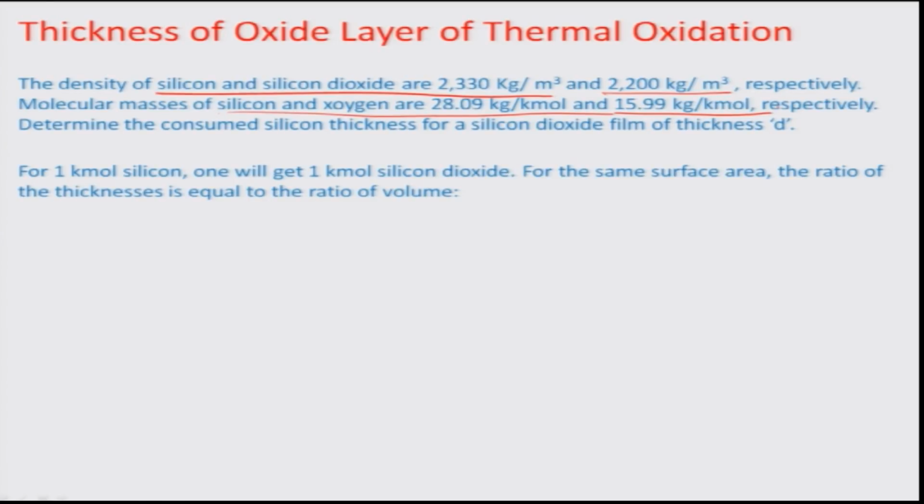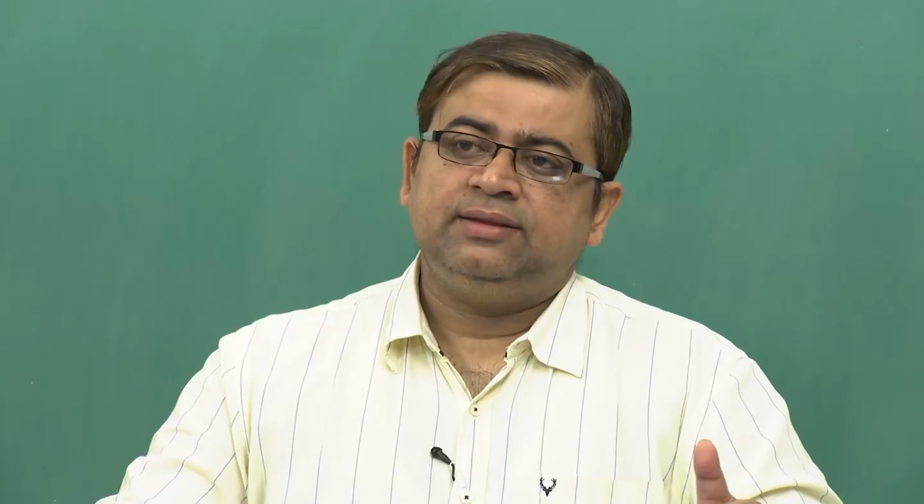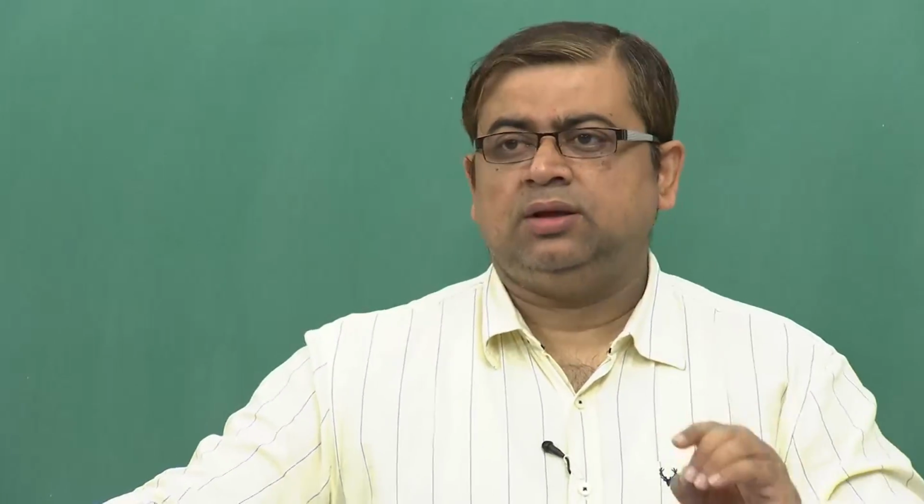We want to determine the consumed silicon thickness for a silicon dioxide film of thickness D. Obviously the thickness would vary, because when the oxygen sets in the lattice, there is a significant distortion and expansion of the lattice. So it may not be similar to the depth of silicon being used, and there is always a bulging out of the silicon dioxide layer at the behest of a few layers of silicon that are utilized on the wafer surface.